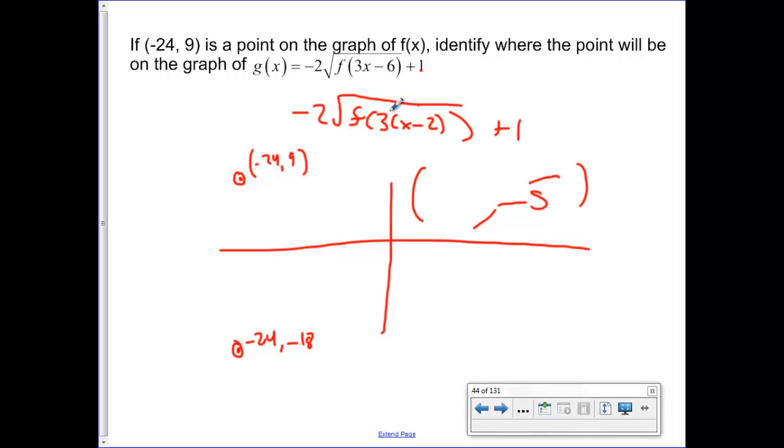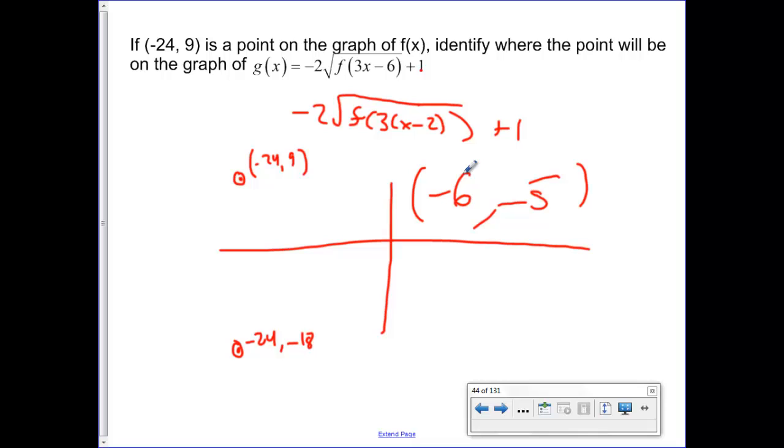So then this 3 right here will squish all of your X value points in by a third. So -24 cut in a third, it'll now be -8. And then move it over 2 that way, negative 6. I got it. Wait, do that again?